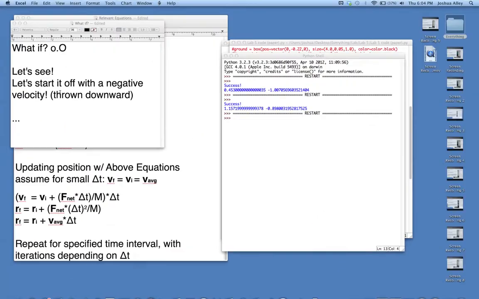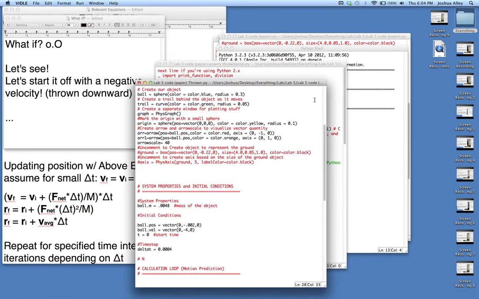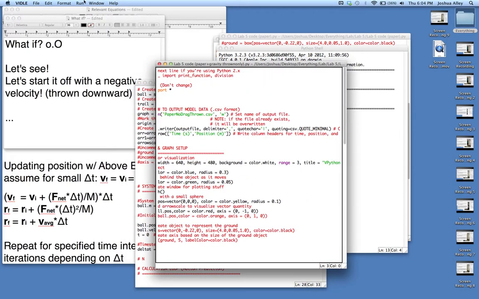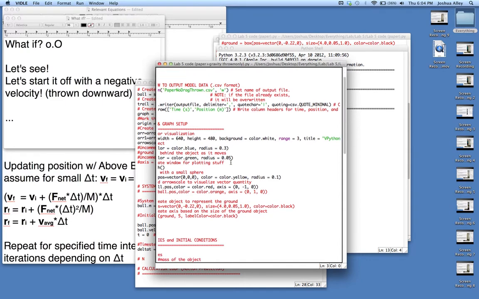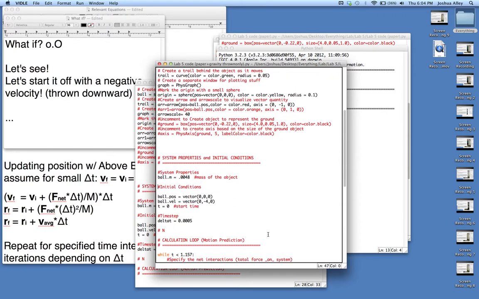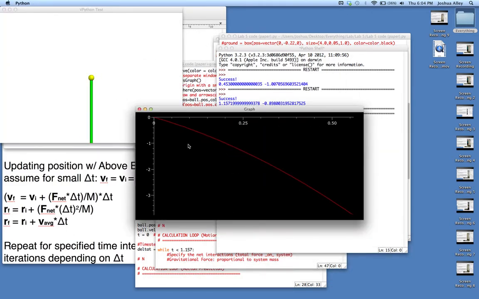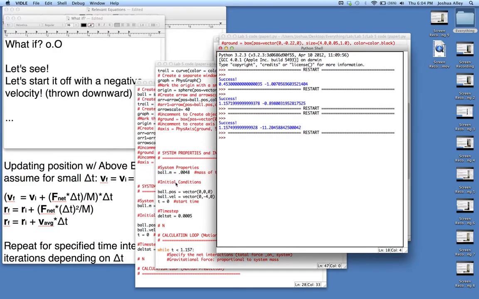Now, to answer the what if question, I created code that looked at it with gravity and without drag. So if I threw it, I gave it an initial velocity of -4 because I threw it down. You can see that it definitely accelerates, and it goes down a little more because of that acceleration, and it continues to increase its velocity.